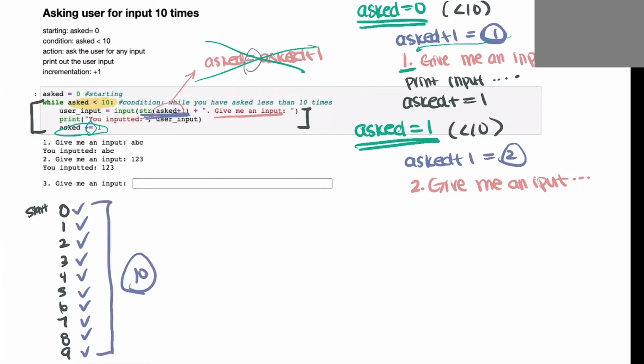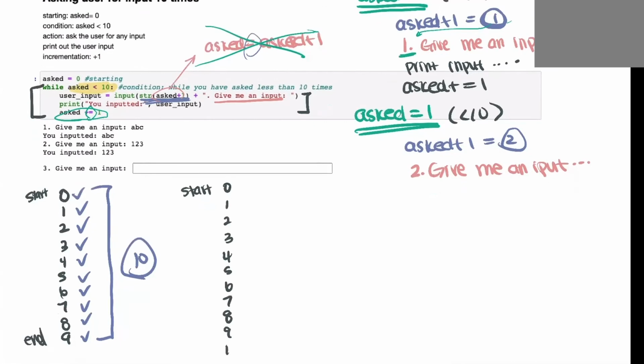So this is if you do it less than 10. However, if you start with 0 and you decide to end at 10 because you decide to put less than or equal to 10, you have 0, 1, 2, 3, 4, 5, 6, 7, 8, 9, 10. Then this will run 11 times. So you'll get 11 user inputs as opposed to 10. So be careful that you are indeed running this, or running whatever you need, the correct number of times.